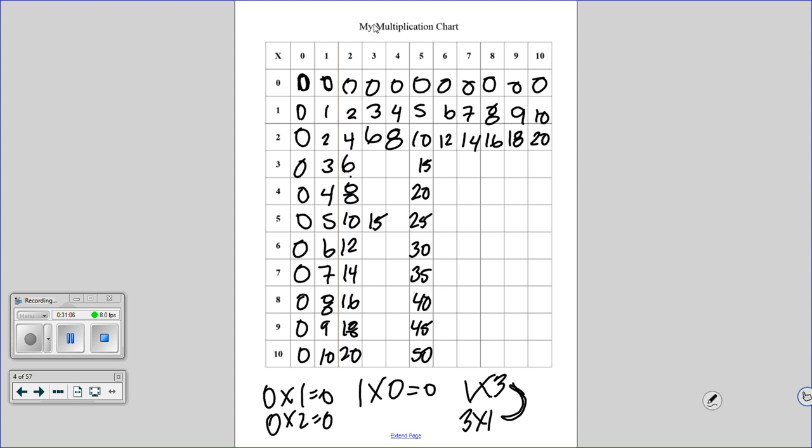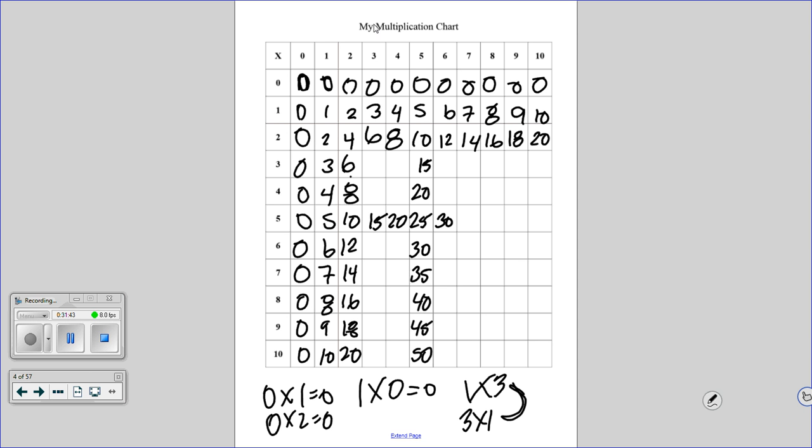Emily? 20. Yes. 5 times 5. That's not a trick question because it's already written in your notebook. Caleb? 25. 6 times 5. Lindley? 6 times 5. 30. Santiago, 7 times 5.